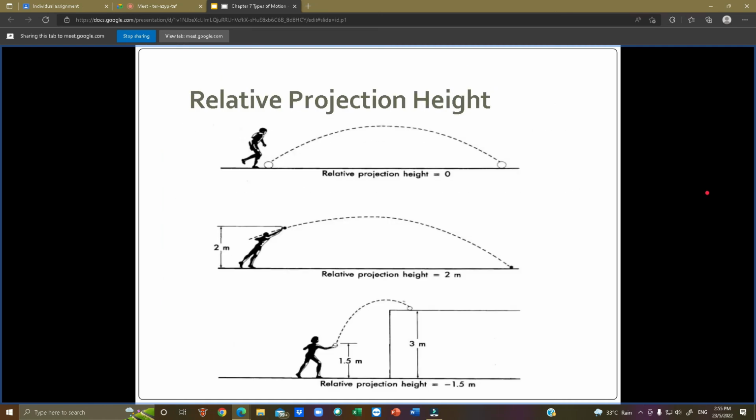Ni nota berkenaan dengan relative projection height. If start and end at the same level, RPH 0. If you start higher compared to ending, RPH positive. If you start lower compared to ending, RPH negative. Jadi berapa RPH we need to determine, we need to measure sebenarnya berapa beza antara starting dengan ending in term of meter. That will be the figures of the RPH. Okay.